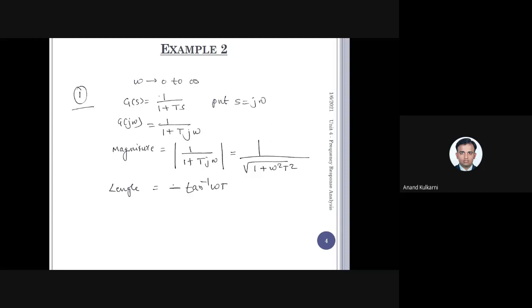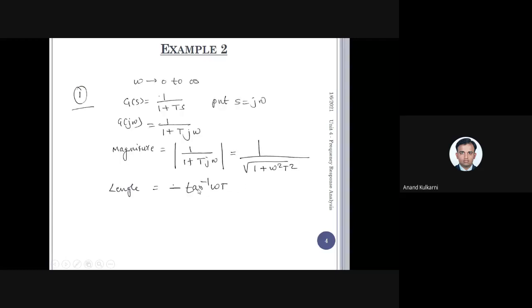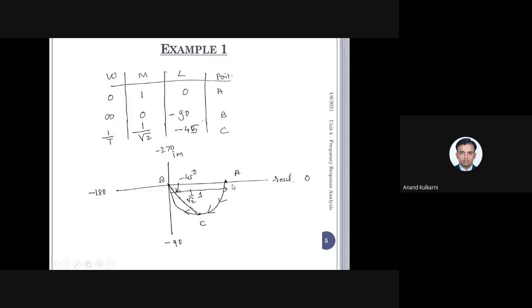If you put omega equal to 0 in the magnitude equation, 0 multiplied by anything is 0, 1 is there, root of 1 is 1 and 1 upon 1 is 1. So the magnitude becomes 1 here. Whereas the phase angle is given by minus tan inverse of omega t. Omega is 0, so tan inverse of 0 is 0 only. So the angle becomes 0.